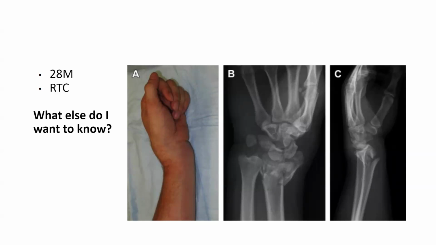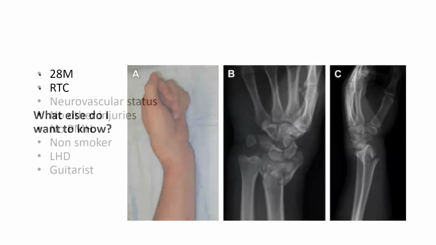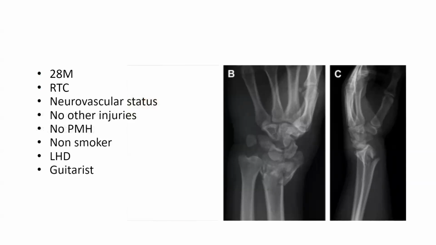Bear in mind it's a road traffic collision. You have to know if they've got other injuries. 28 with a smashed up wrist that looks like that, that's a high energy injury for a young patient. And so the key thing is, do they have any other injuries? And is this limb at risk?